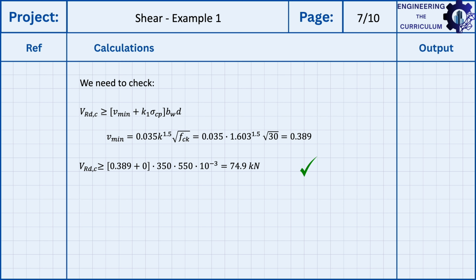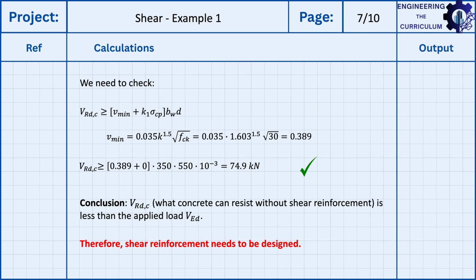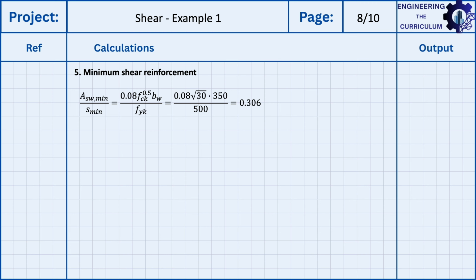So now I can come to a conclusion. And that is that VRd,c, so what the concrete can resist without any shear reinforcement, is less than the applied load VEd. And that means that I do need to design shear reinforcement. I'll start out by calculating the minimum shear reinforcement that I need. And that is because sometimes the minimum shear is enough to carry over the whole section. But we'll see how far we can get.